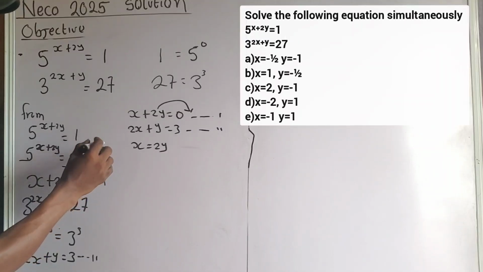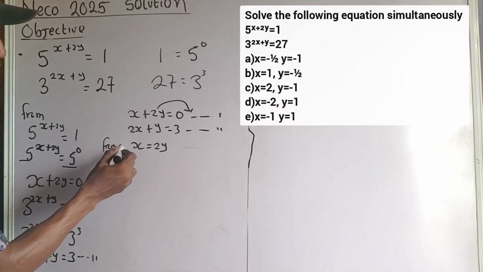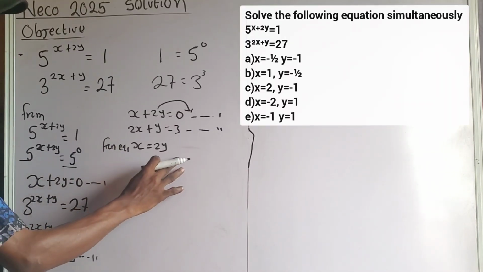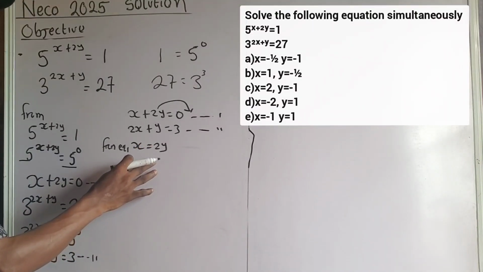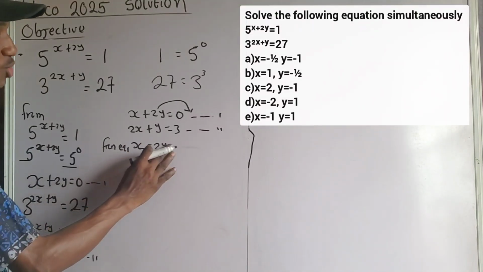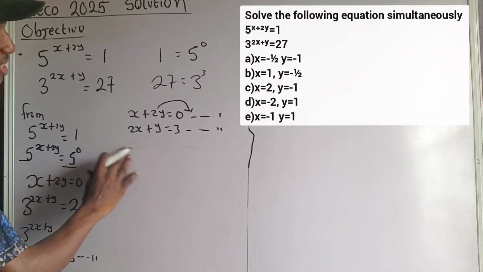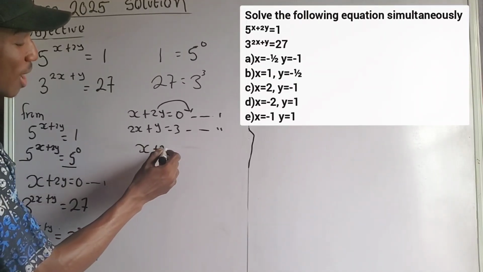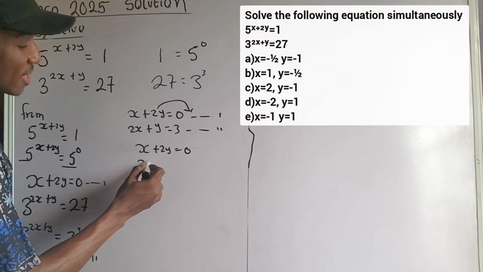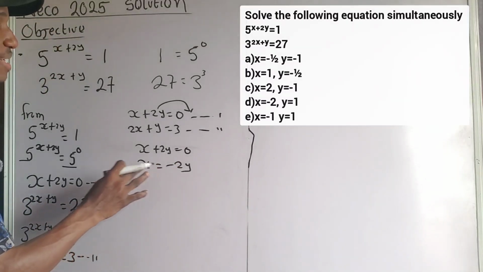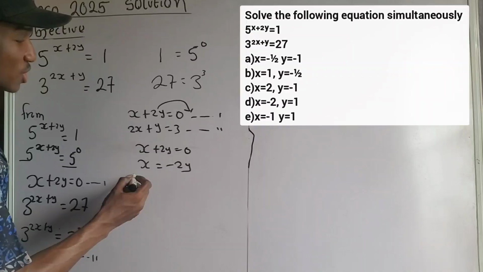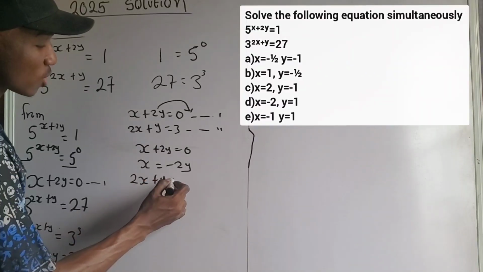From equation 1, x equals 2y. Are you getting it? So substitute the value of 2y into x equals minus 2y. Sorry, equation 1 is x plus 2y equals 0, so x is equal to minus 2y. Now, substitute the value of negative 2y as x into equation 2. Equation 2 is 2x plus y equals 3.